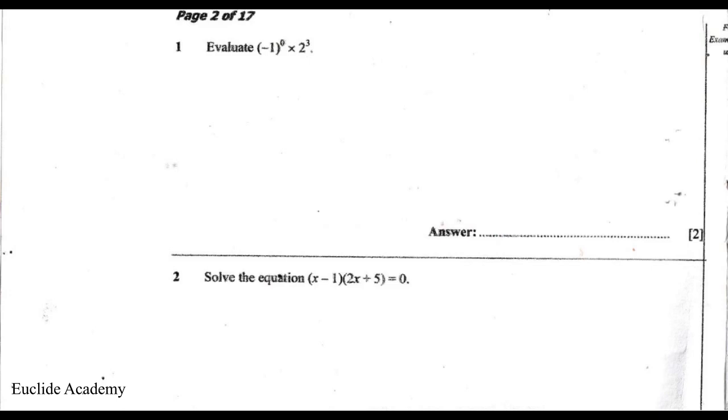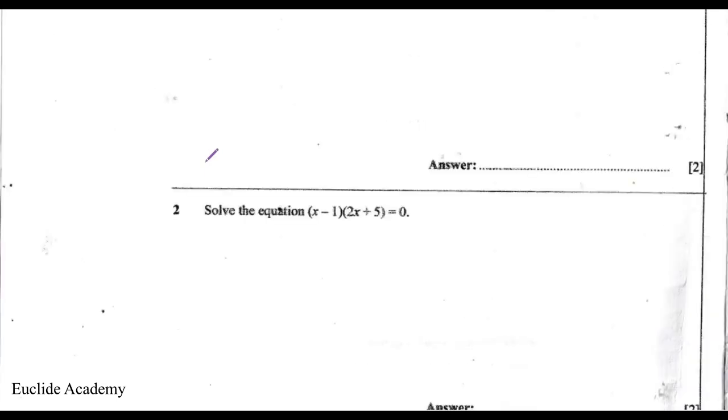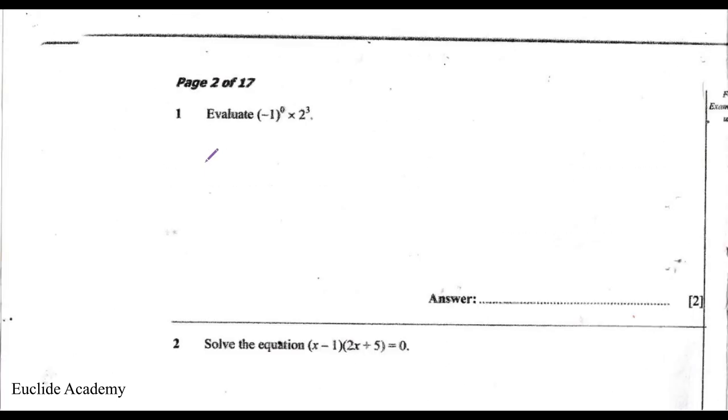Today we're going to look at the past examination paper for ECZ, that is the Examination Council of Zambia. We are going to answer questions from paper 1, and we want to practice how to answer these questions.